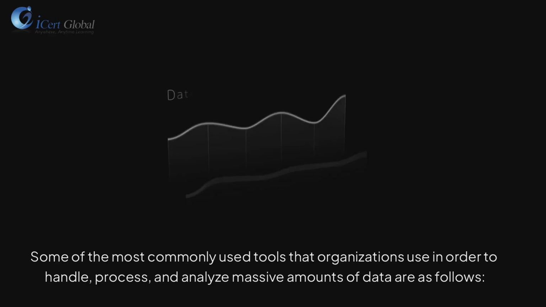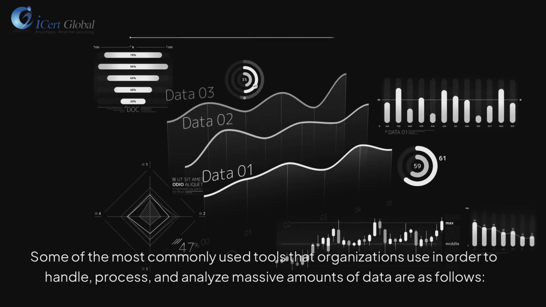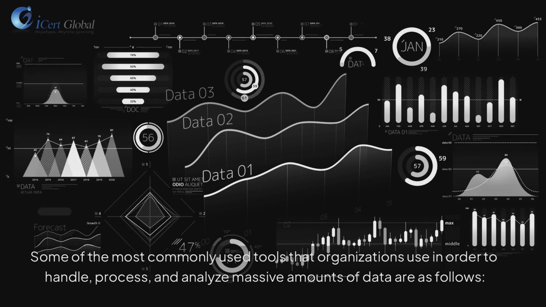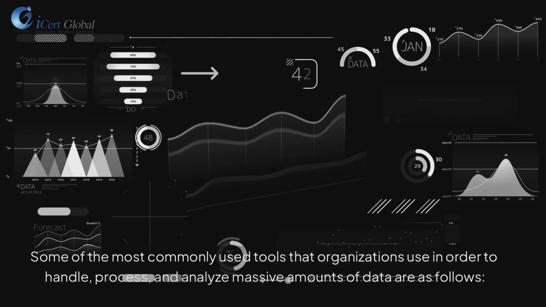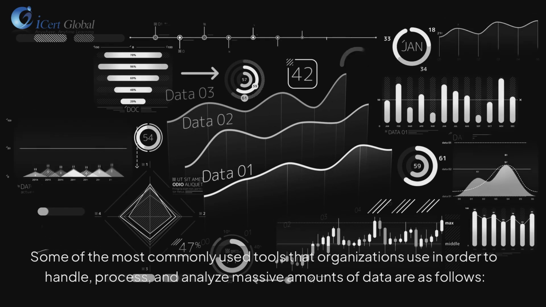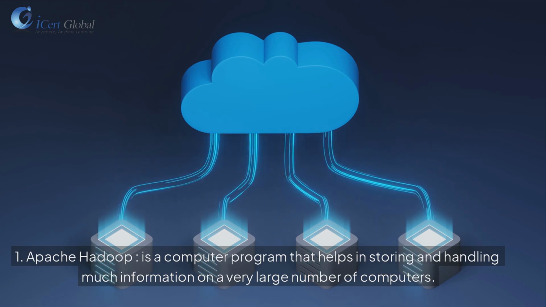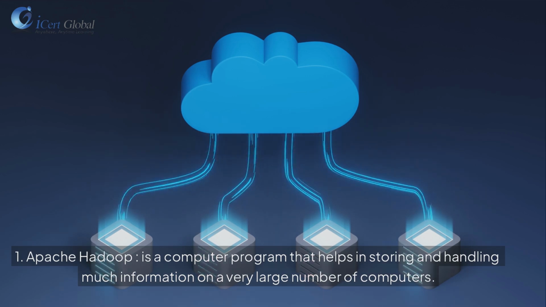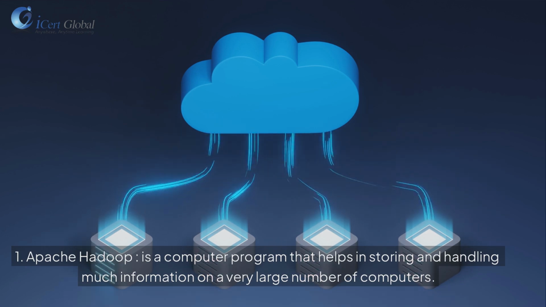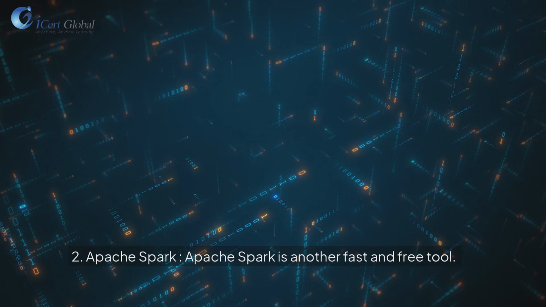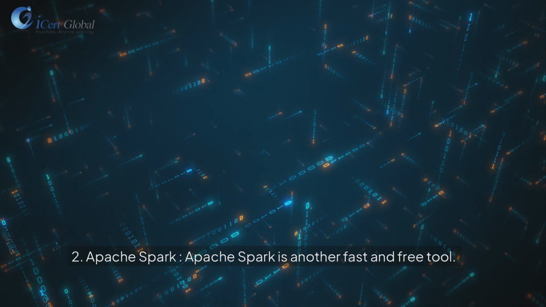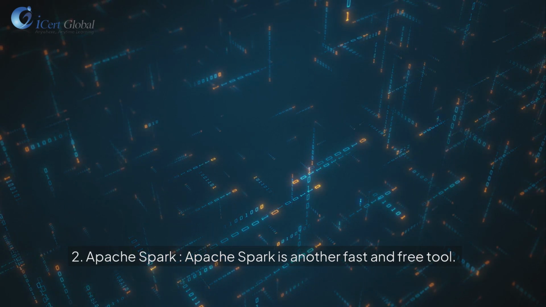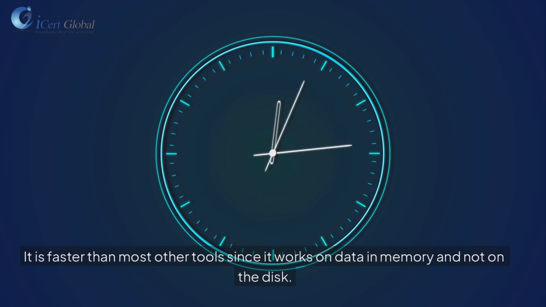Data processing tools. Some of the most commonly used tools that organizations use in order to handle, process, and analyze massive amounts of data are as follows. 1. Apache Hadoop is a computer program that helps in storing and handling much information on a very large number of computers. 2. Apache Spark. Apache Spark is another fast and free tool. It is faster than most other tools since it works on data in memory and not on the disk.